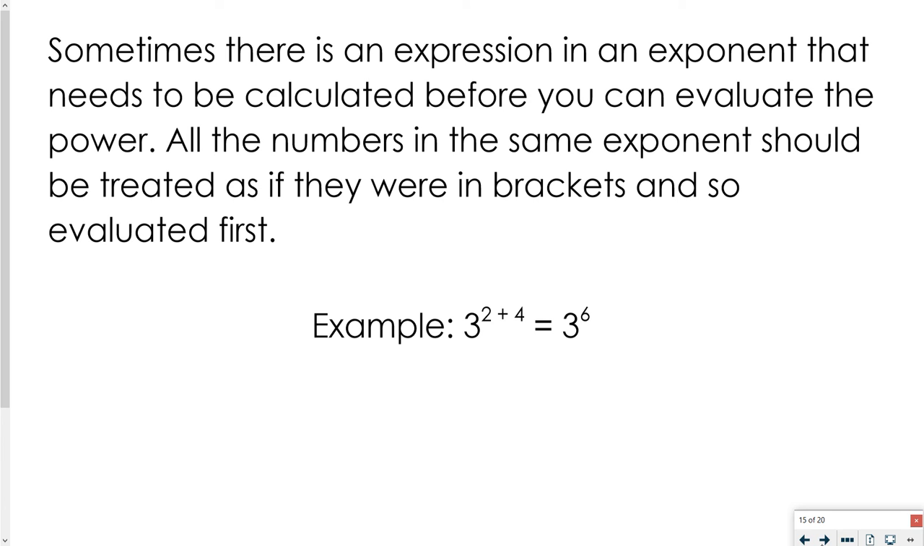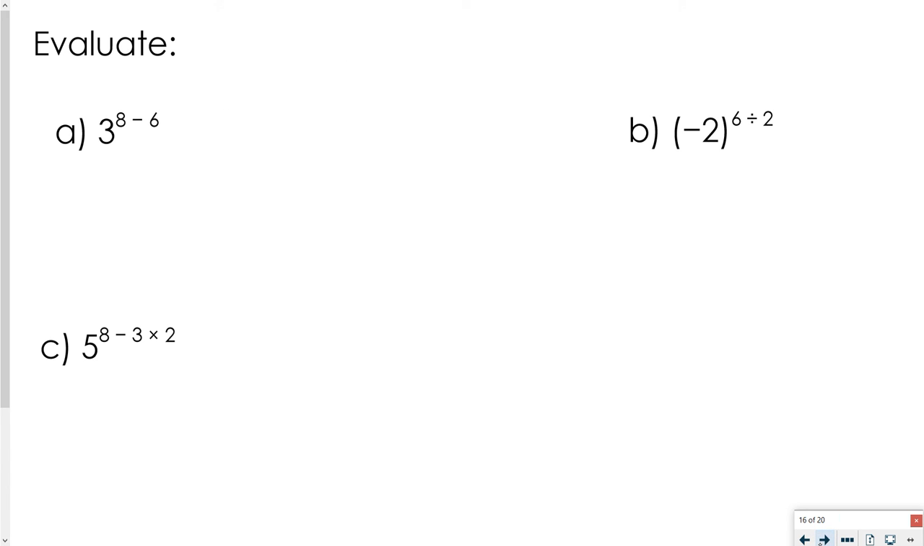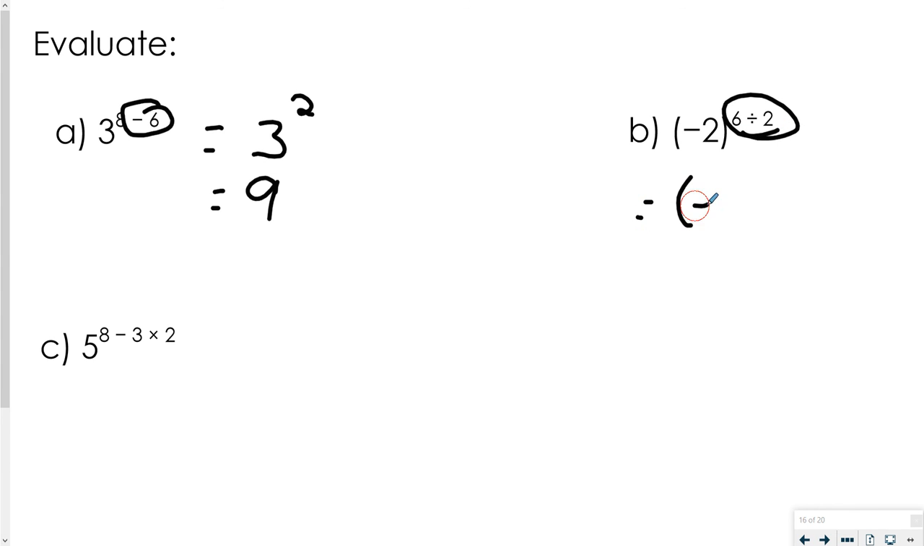Sometimes there's an expression in the exponent that you need to simplify first. So if we take a look at this, we have to do 8 minus 6 first. So 8 minus 6 is 2. So we get 3 squared, which is 9. Here, we have to do the 6 divided by 2 first. So we get -2 to the third power. 3 negatives is going to be negative, and 2 to the third power is 8.